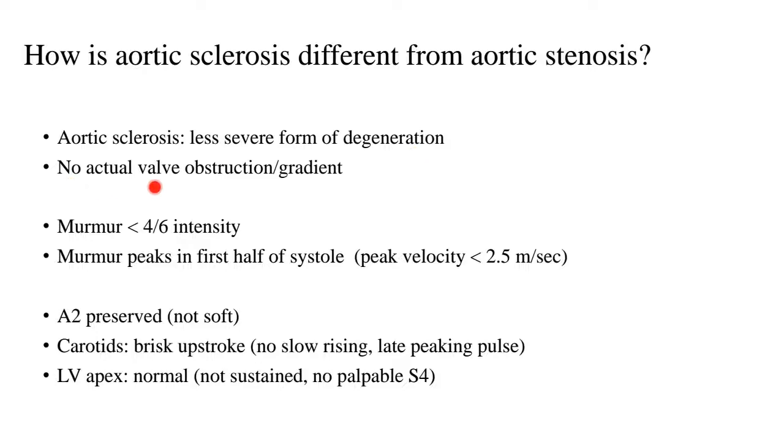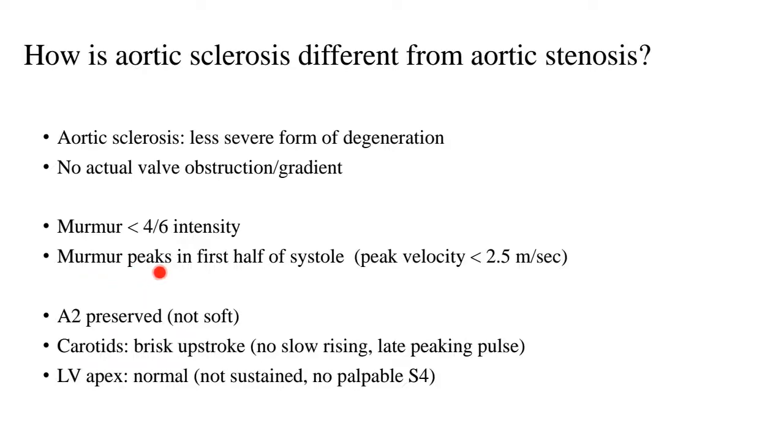There is no actual valve obstruction or gradient. The murmur that we hear in aortic sclerosis is less than 4/6 in intensity, so there's usually no thrill associated with it. The presence of a thrill usually means that aortic stenosis is present with some amount of gradient across the diseased aortic valve.